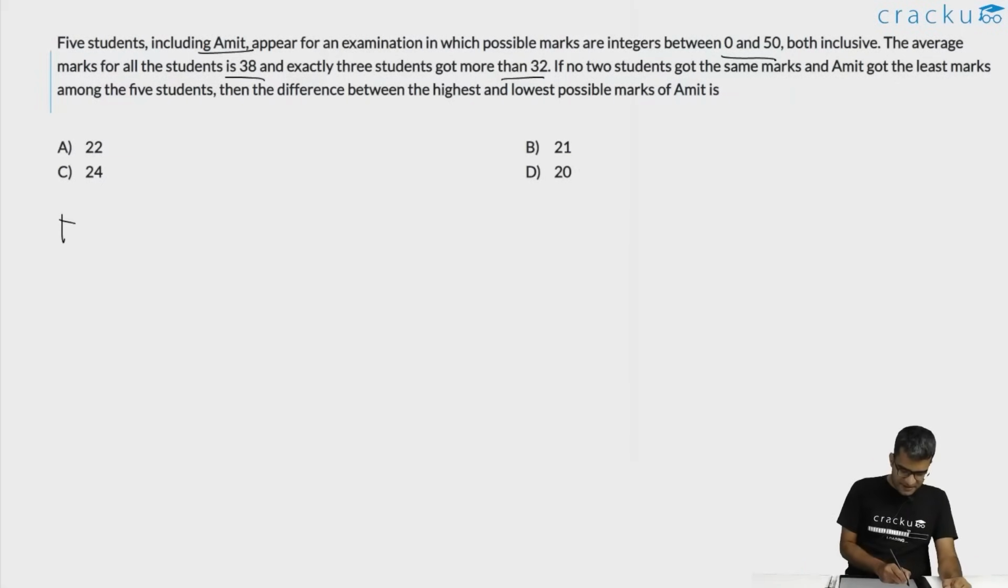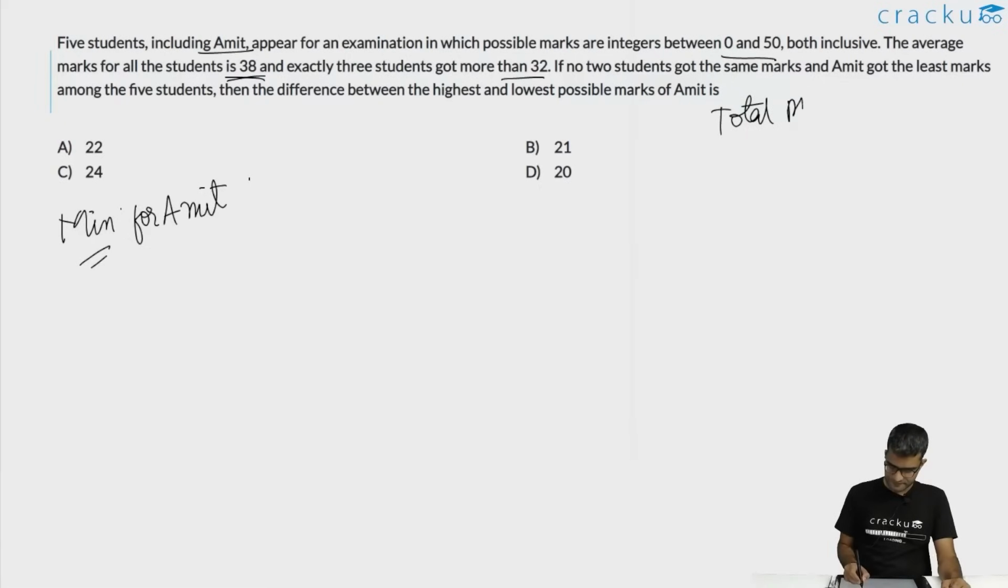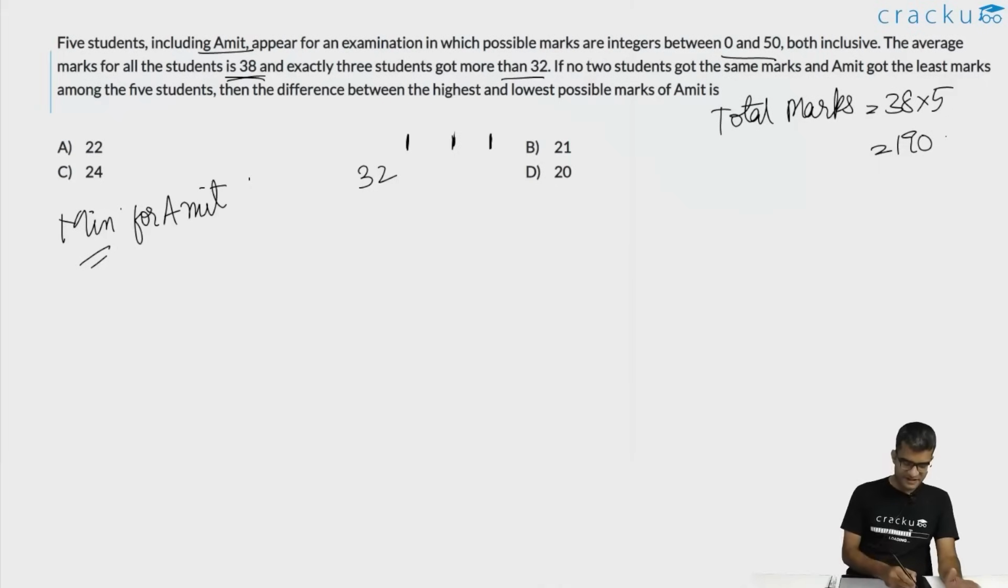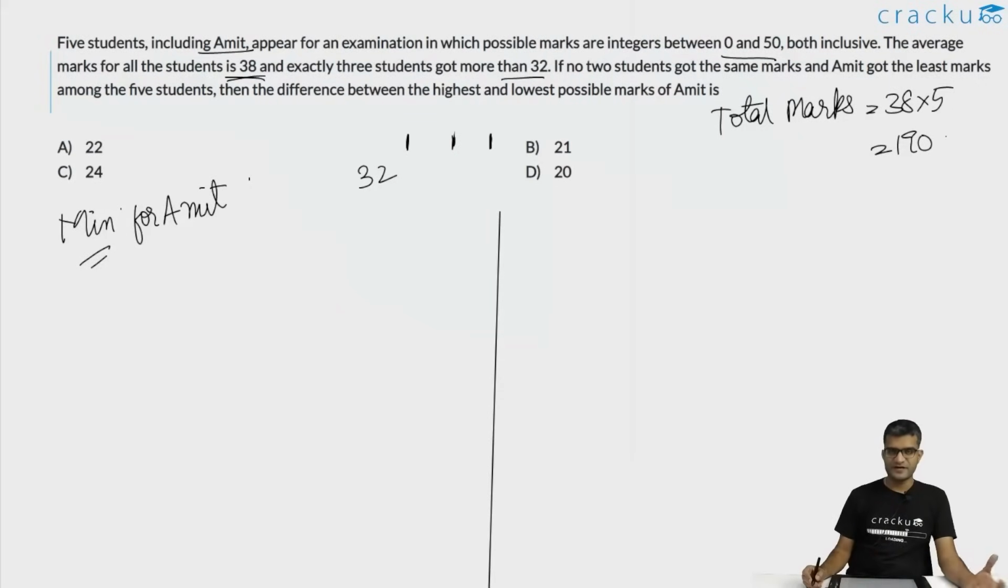Let us first calculate the minimum possible score for Amit. What is the information that we know? The average of the 5 students is 38. So the total marks of the 5 students is 38 into 5, which is equal to 190. We have 32 over here. More than 32, we have only 3 people. Now we are trying to minimize the score for Amit in the first case. So we have to maximize the score of the remaining 4 people, because the total is fixed, the total is 190.